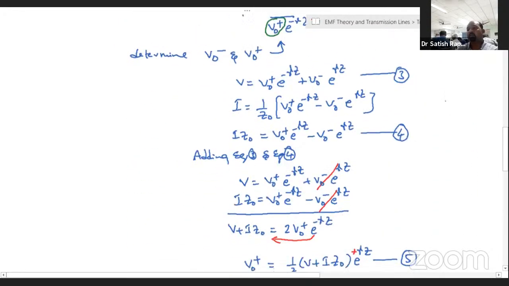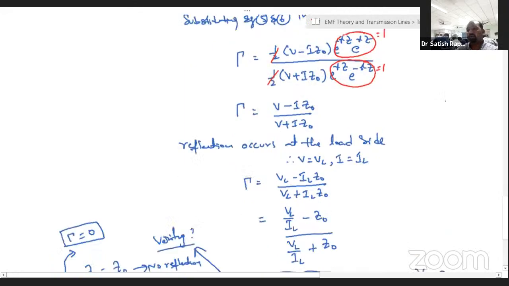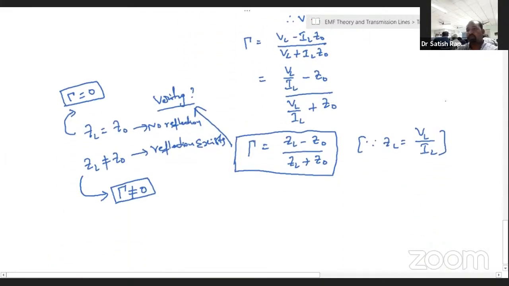And finally we have derived the expression for reflection coefficient, which is ZL minus Z naught by ZL plus Z naught. So with this, let us close our session.